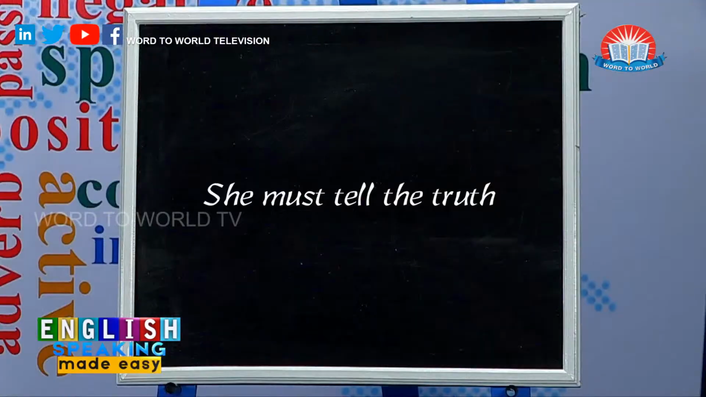Please wait. Now, she must tell the truth. That's very important. You should tell the truth. That's an advice. So, that's how these words are used, and that's just the context in which you need to remember them too. Okay? So, I hope these three words are clear.